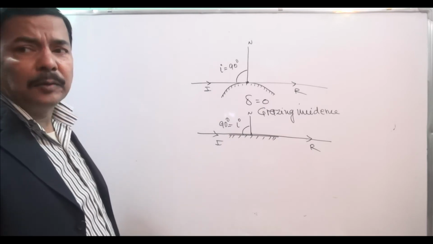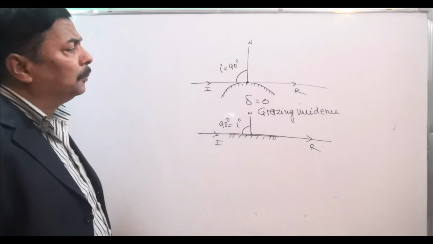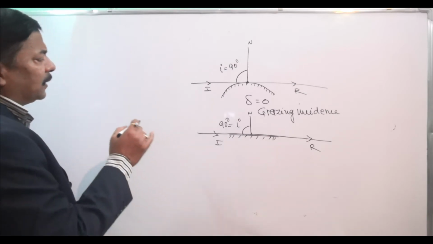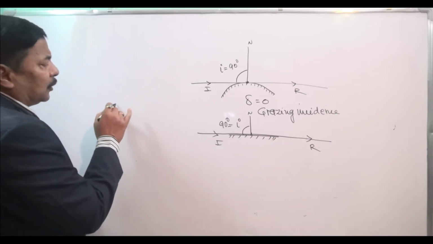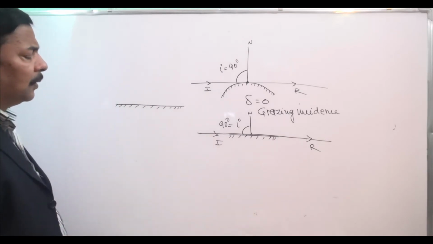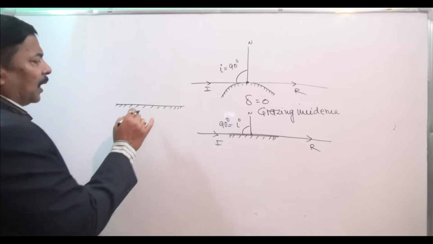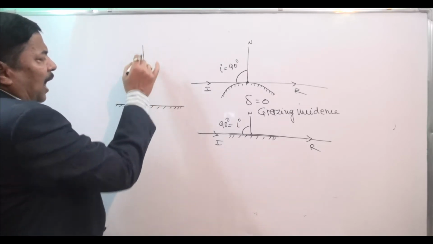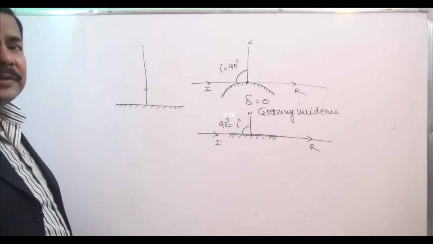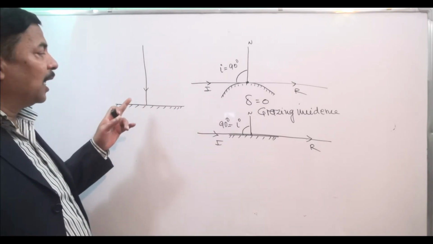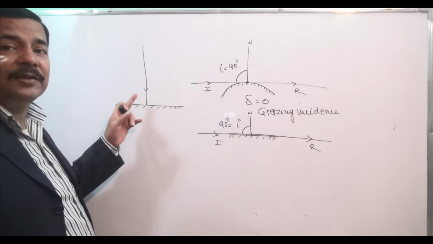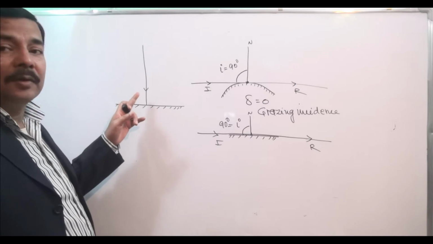What next would I like to tell you? I would like to tell you about normal incidence. Here, if I take this as the reflecting surface and a ray of light is incident in this way, what is the angle of incidence? Generally students get confused and say that the angle of incidence is 90 degrees. But here the angle of incidence is not 90 degrees, it is 0 degrees.